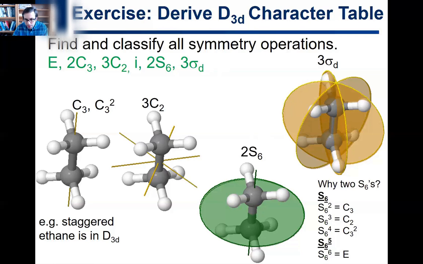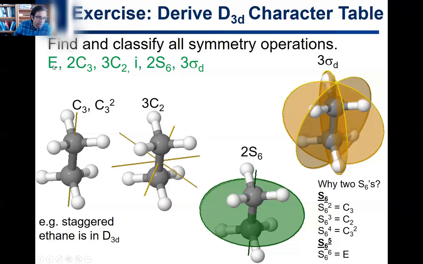The last thing we have to do here is figure out why there are two S6s. The simplest way to get things in the same class is to do an S6 twice, or an S6 3 times, 4 times, 5 times, 6 times, etc. Just like we did here. Look, we had a C3, we did C3 twice. That was a unique symmetry element. If we did C3 3 times, where would we be? That'd be a 360-degree rotation, right? 3 120s.